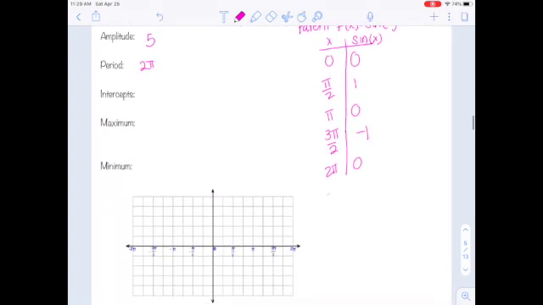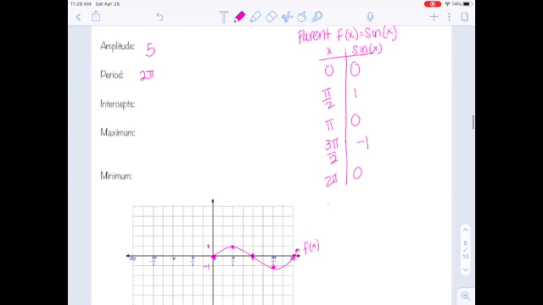So let's go and graph our parent function. We've got 0, 0, pi over 2 is at 1, so I'll go 1 and negative 1, and pi is 0, 3 pi over 2, negative 1, and 2 pi. So here's one period of my sine parent graph, so I'll call that f of x, so that when we're done, we can compare the graph.